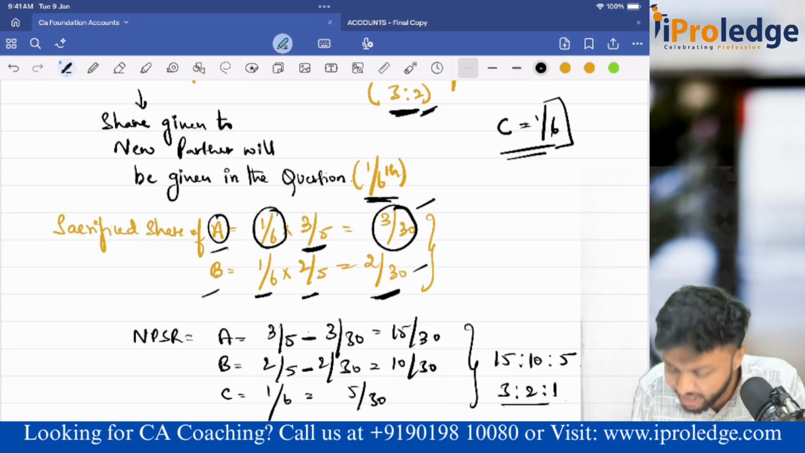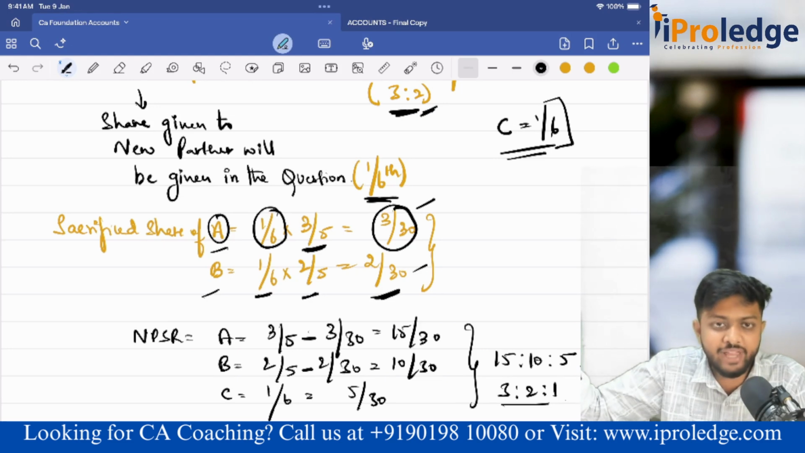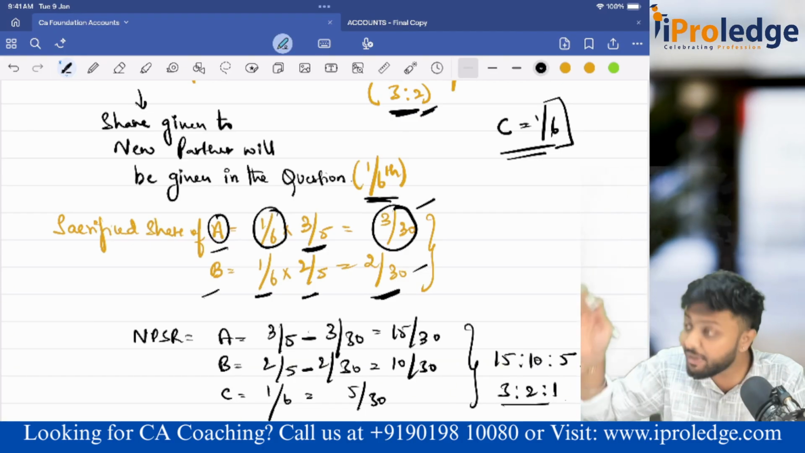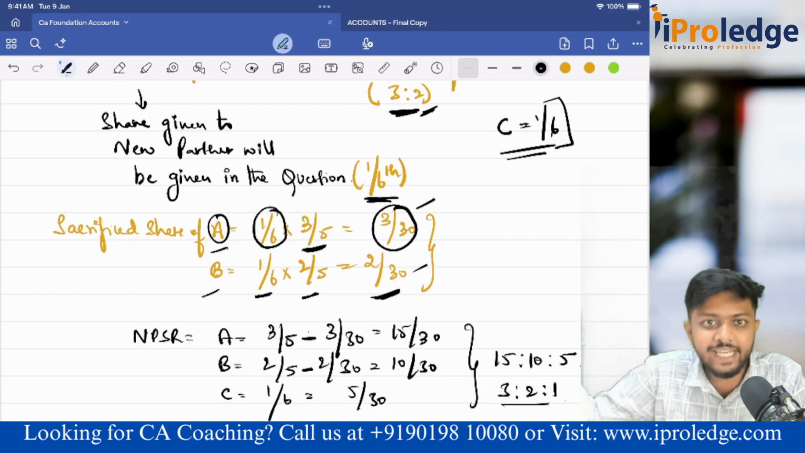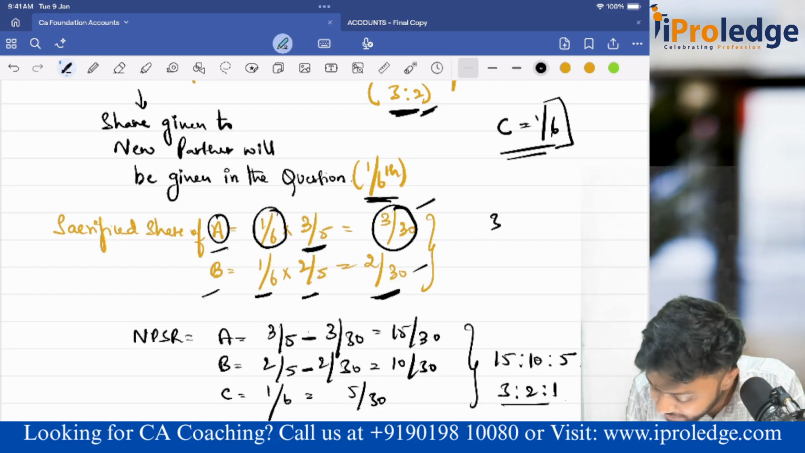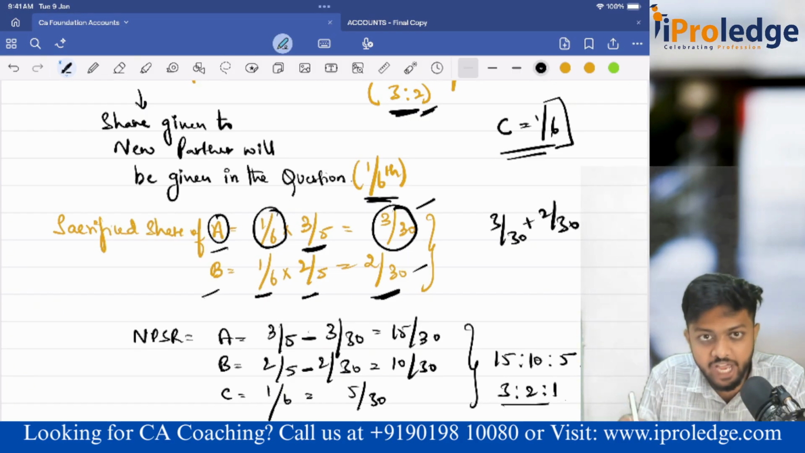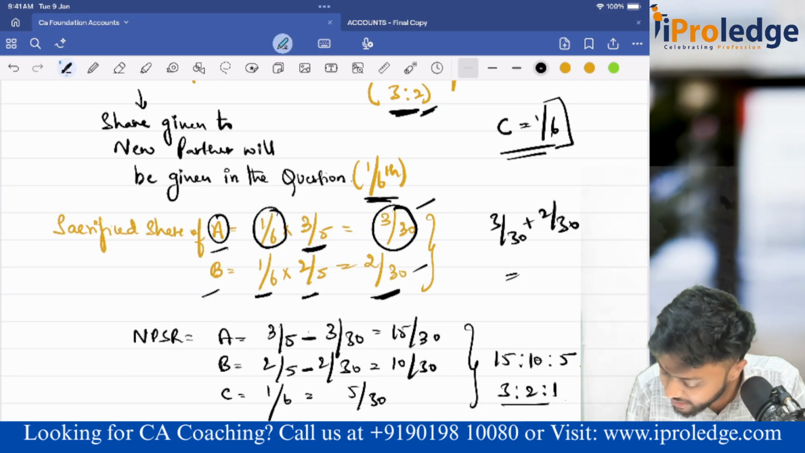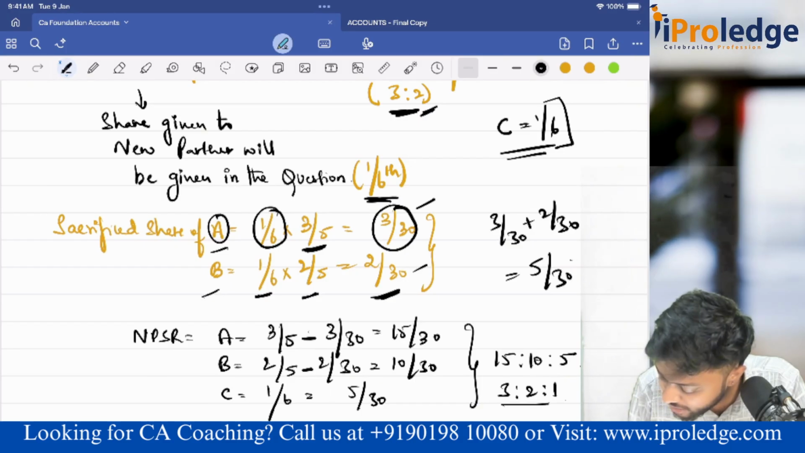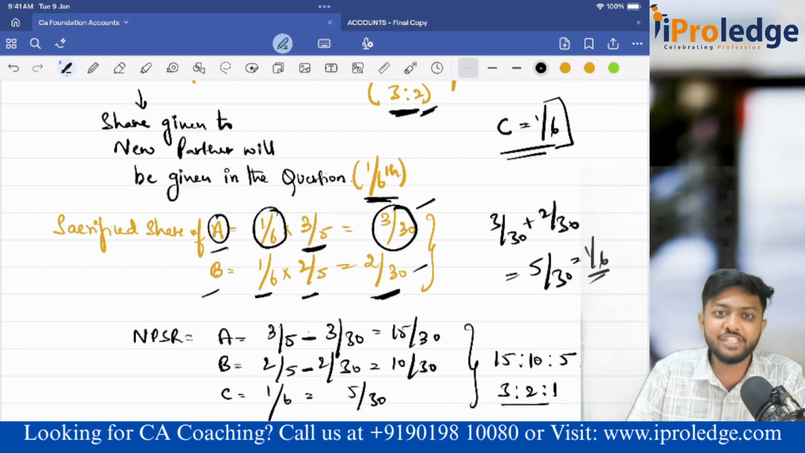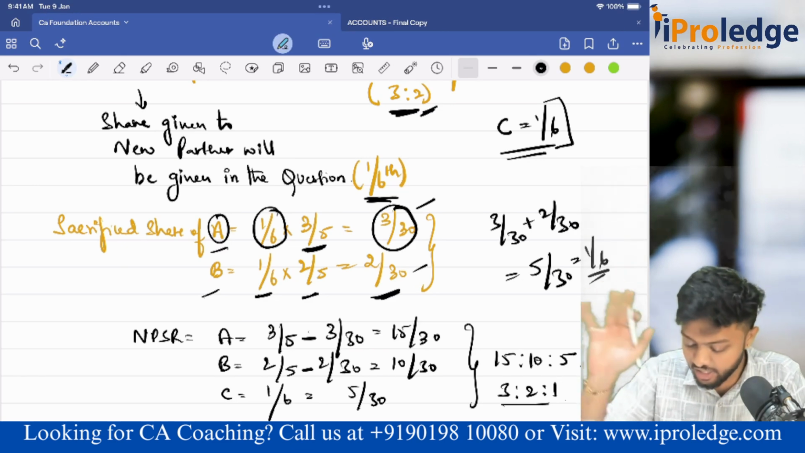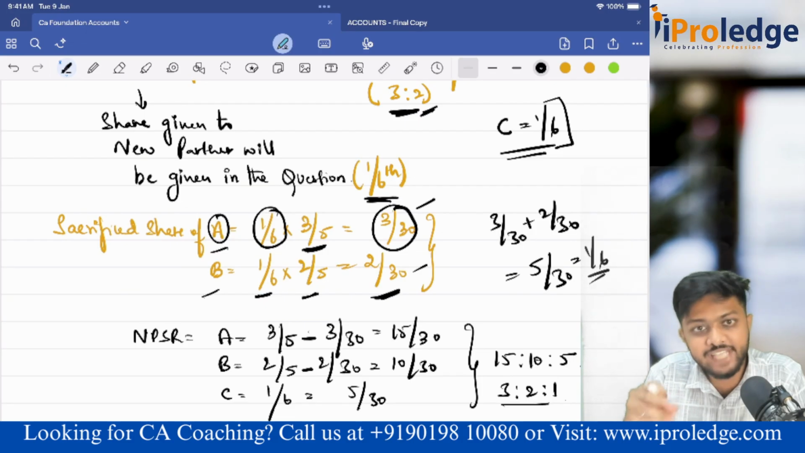How, sir? Now 1/6 is the share given to C. What was the sacrifice ratio? 3:2. So 1/6 into 3/5 means A has given 3/30th out of his share to C. Now if you add 3/30 plus 2/30, the share sacrificed by both A and B, that should be the new share given to C, no? 3 plus 2 is 5/30, which is equal to 1/6. Matching, that is the new share given to C. Simple. Awesome. So I found out the sacrifice share also.